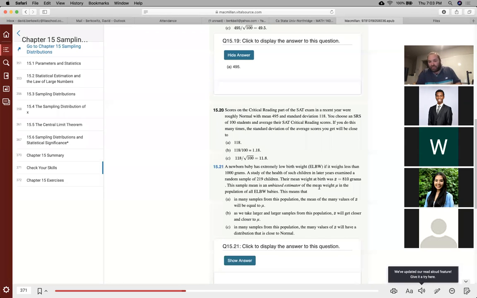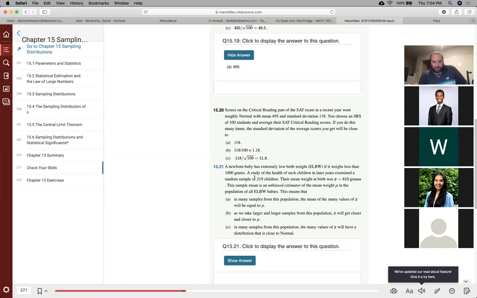In a more advanced class, you might talk about what makes one estimator better than another, even when they're both unbiased. Sometimes biased estimators can be good in different situations. We're not getting into that. In this class, the idea of a biased estimator is that if I use it as an estimator, I'm not going to be close to the true value. Whereas an unbiased estimator, if I use that as my estimator, I will be close to the true value.